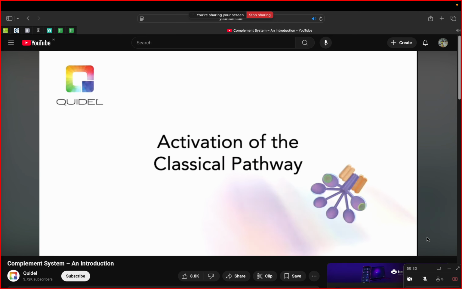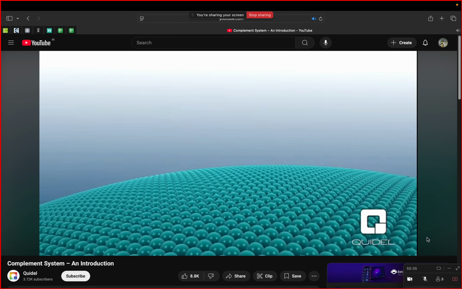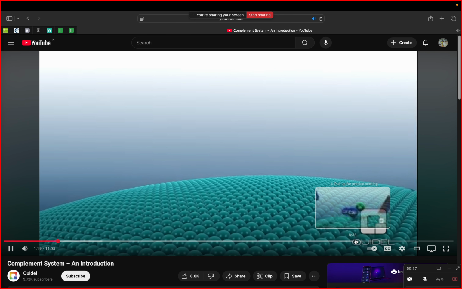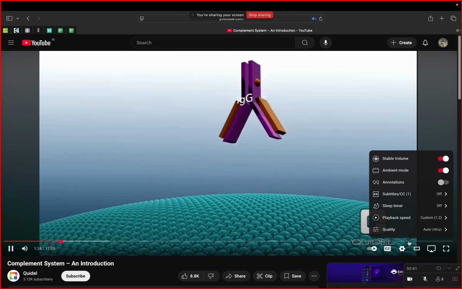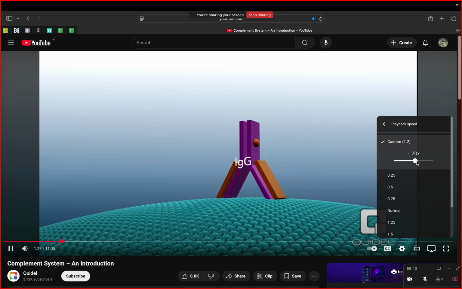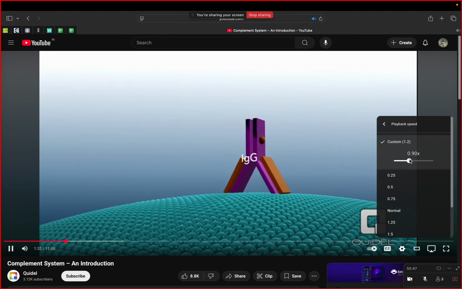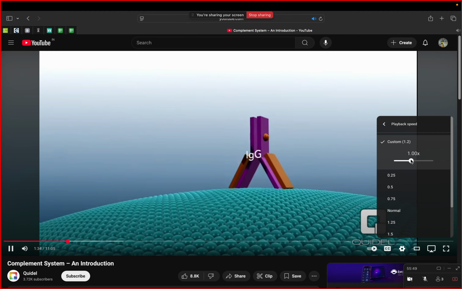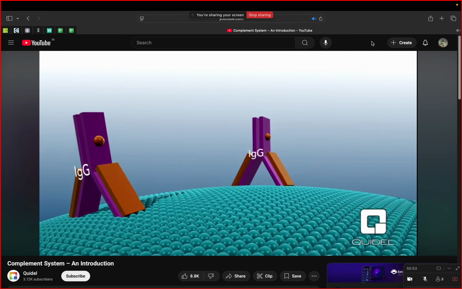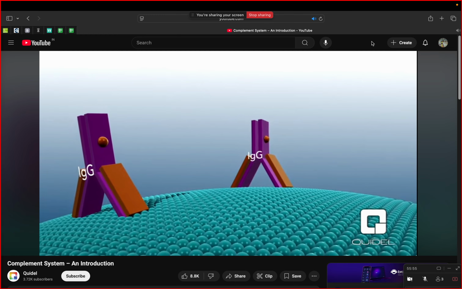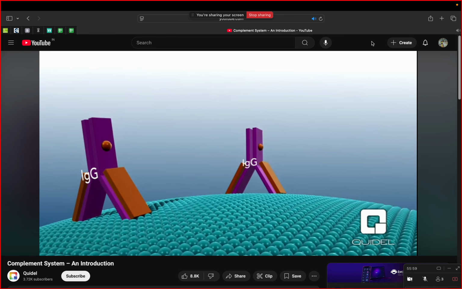Activation of the classical pathway. The classical pathway is typically activated by antigen-antibody complexes. Although there are many other activators of this pathway, only two isotypes of antibody, IgM and, as shown here, IgG, will activate the classical pathway. While one pentameric IgM antibody will activate the classical pathway, a minimum of two IgG antibodies in close proximity are required. In either case, antibody must be bound to antigen in order to activate the classical pathway.